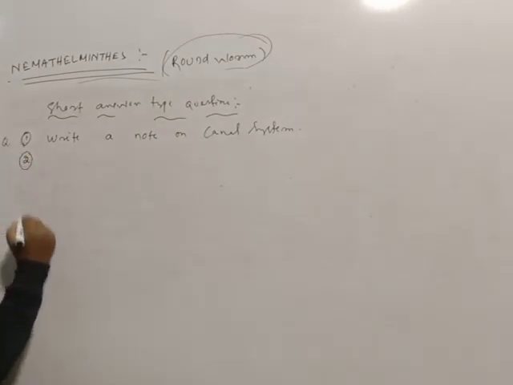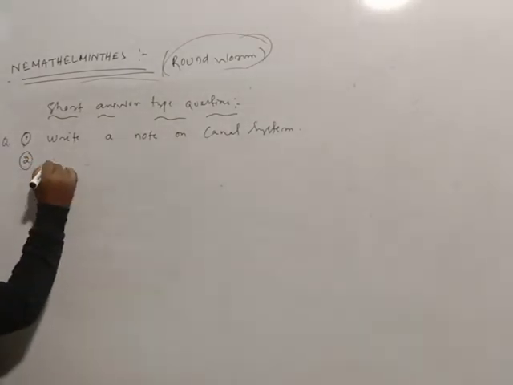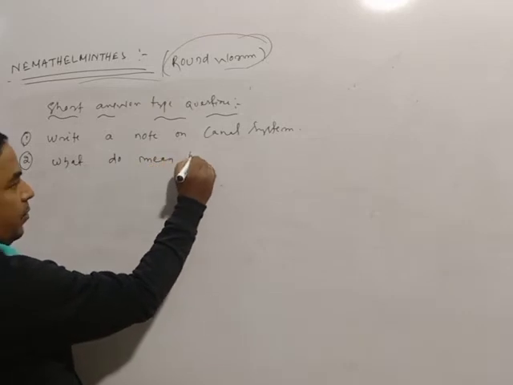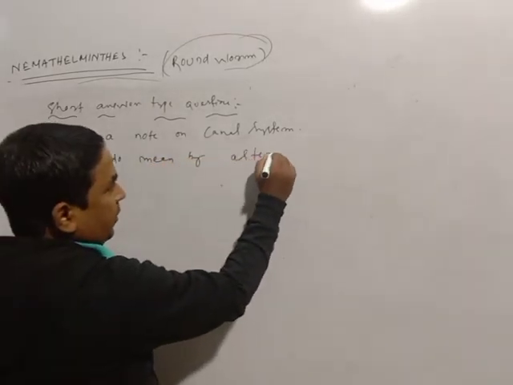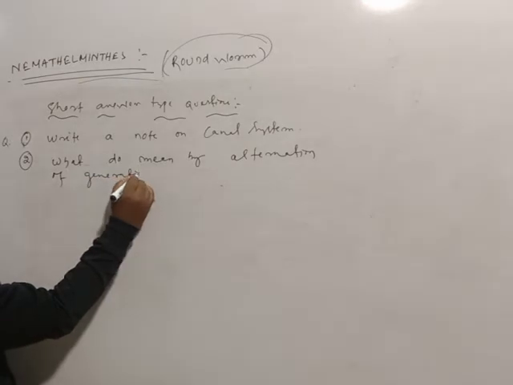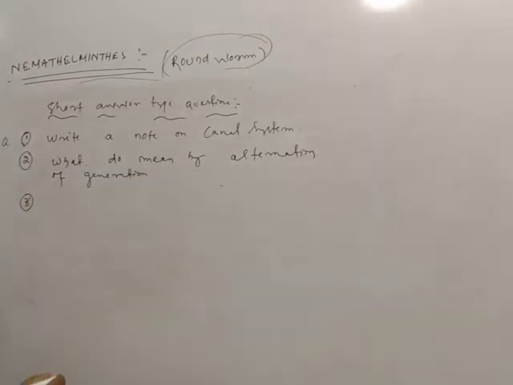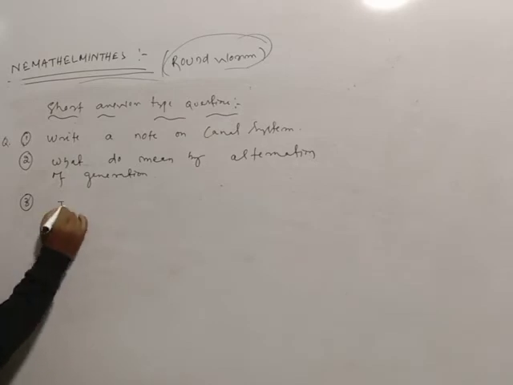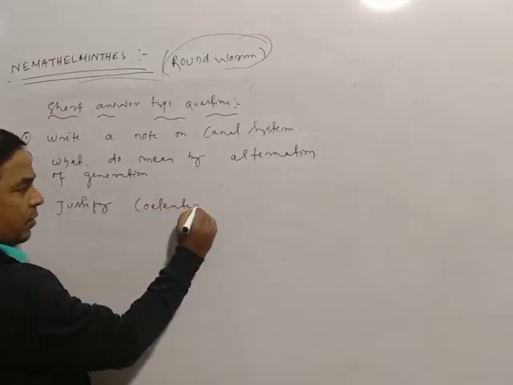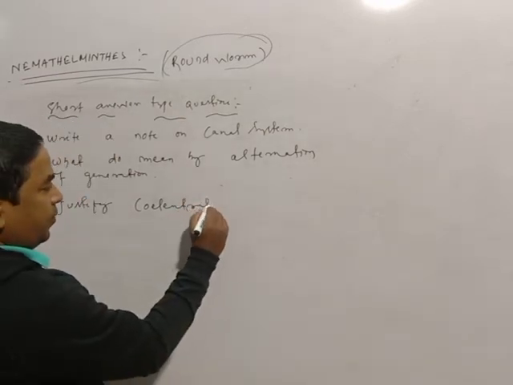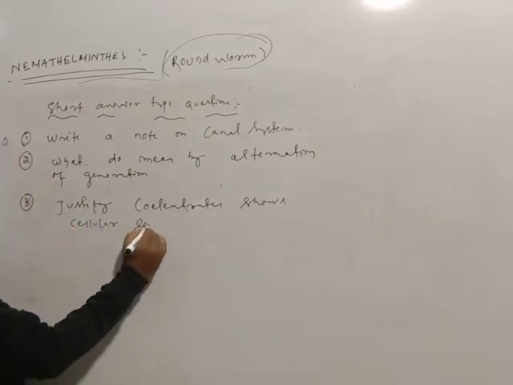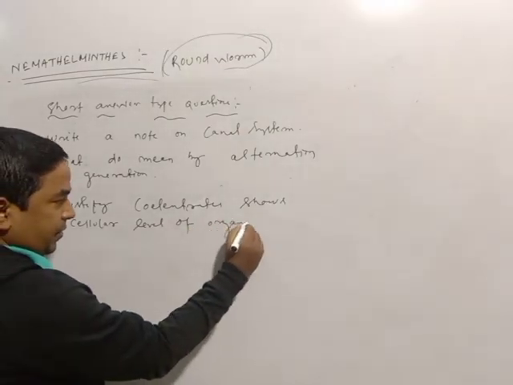Next, what do you mean by alternation of generation? Alternation of generation. Next, justify cylinders show cellular level of organism.